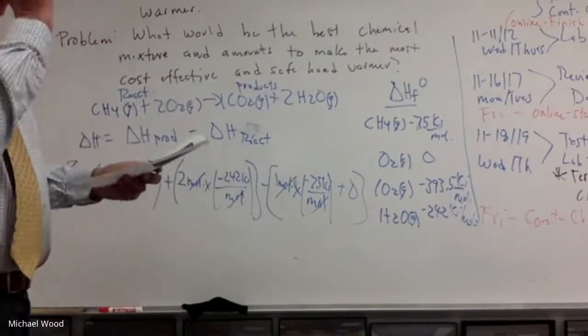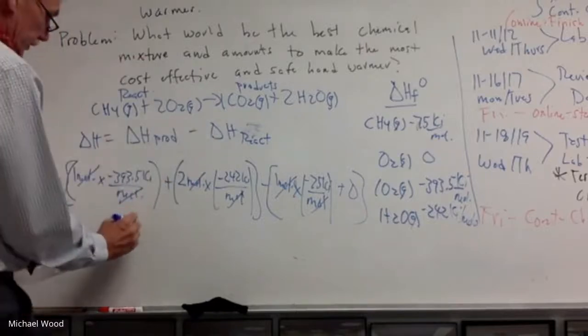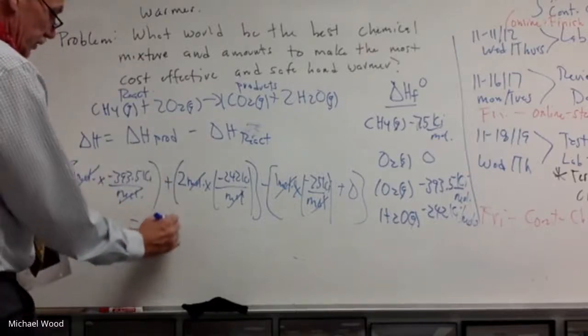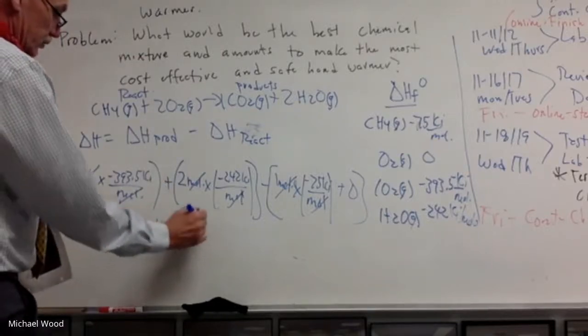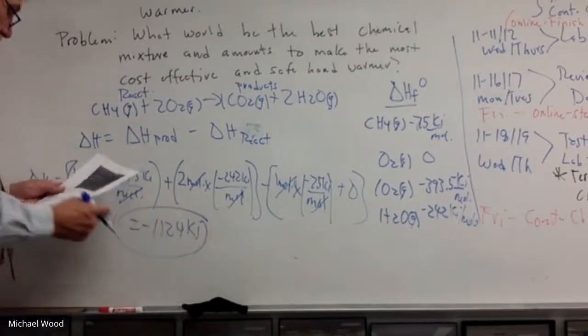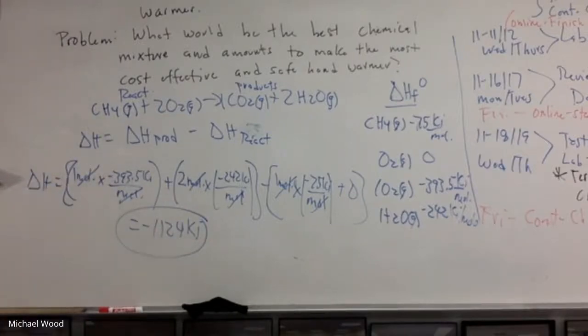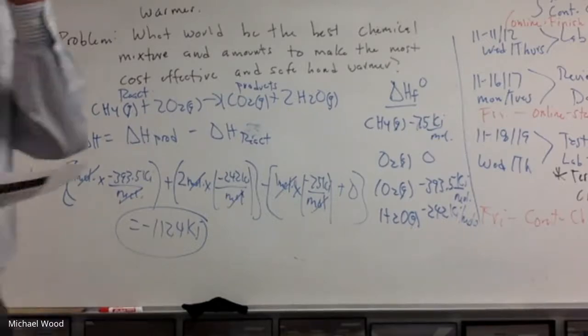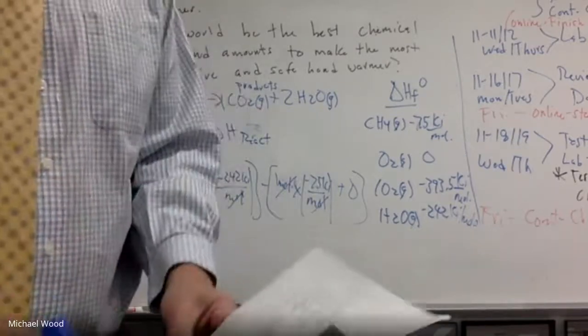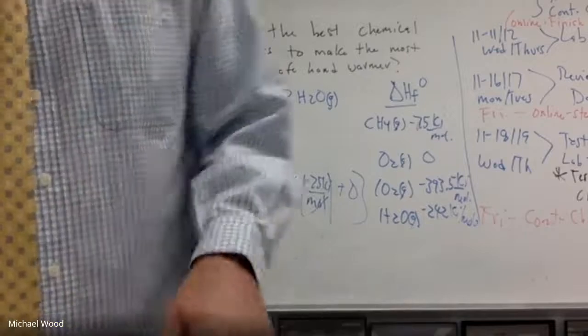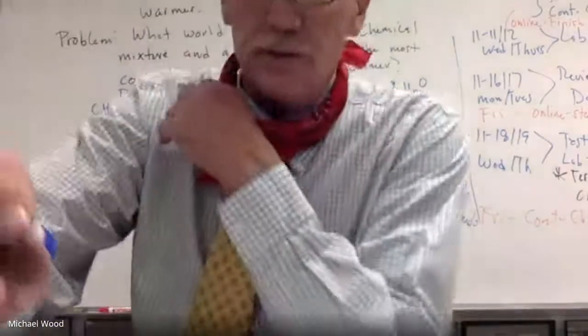And what I end up getting here for delta H is negative 1,124 kilojoules. So this is an exothermic reaction. It's always good to go back and ask yourself, does that make sense, that this is an exothermic reaction? And the answer does make sense, because we know that when we light a Bunsen burner, it gives off energy. Okay, so let me show you another one of these.